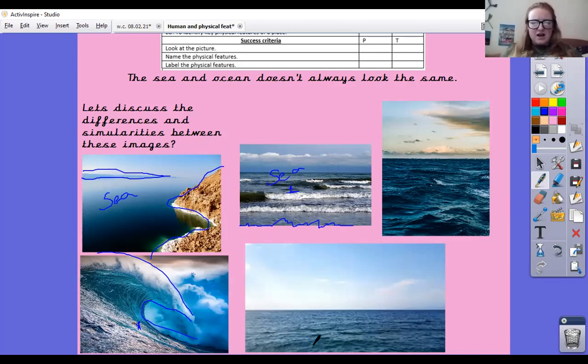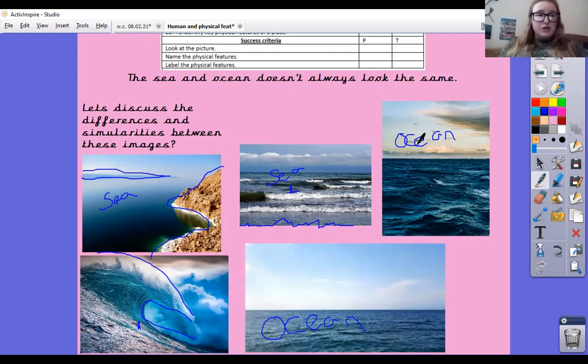So this picture here, I can just see lots and lots of water and I can't see any land. What would this be? It would be the ocean. Ocean, fantastic. What about this picture? Can we see any land? No. Does it look like it's a huge amount of water? Yes. Well, then this is an ocean. Ocean. Fantastic.